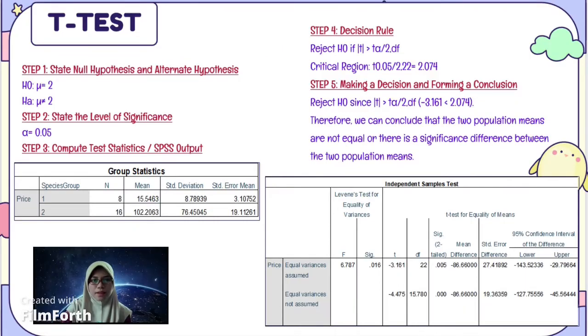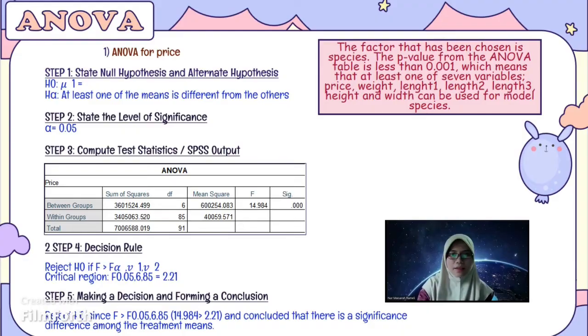Next, to test. There are 5 steps in the test: state the null hypothesis and alternate hypothesis, state the level of significance, compute the statistics or SPSS output, decision rule, and lastly, making a decision and forming a conclusion. For the test, we have made a decision that we reject the null hypothesis since negative 3.161 is less than 2.074. Therefore, we can conclude that the two population means are not equal, or there is a significant difference between the two population means. Next, ANOVA.